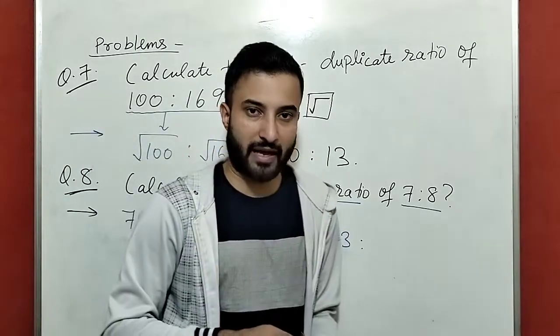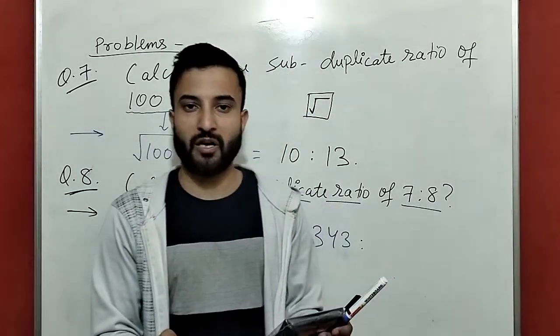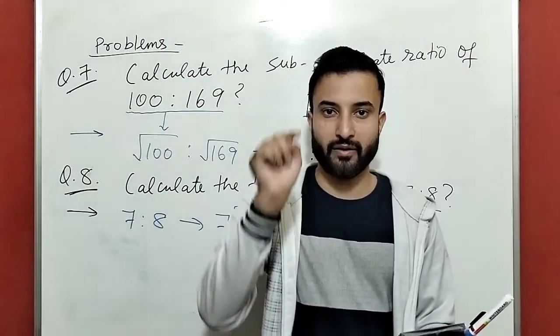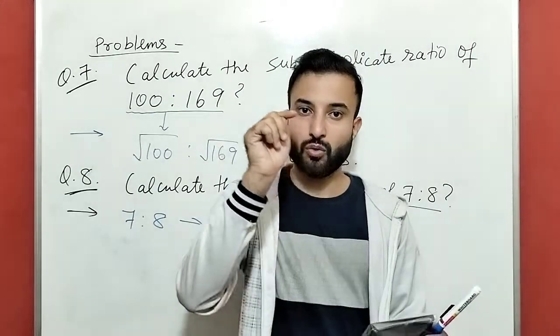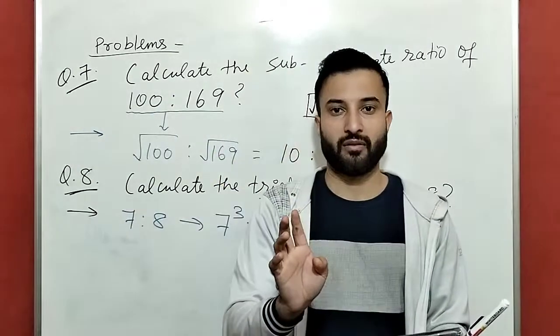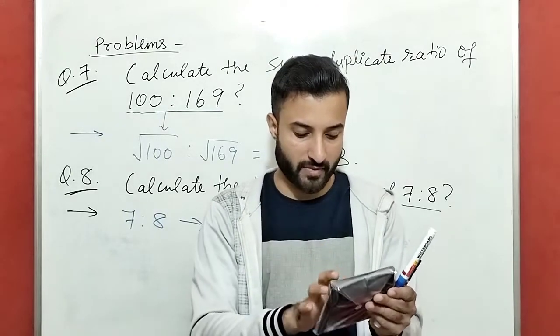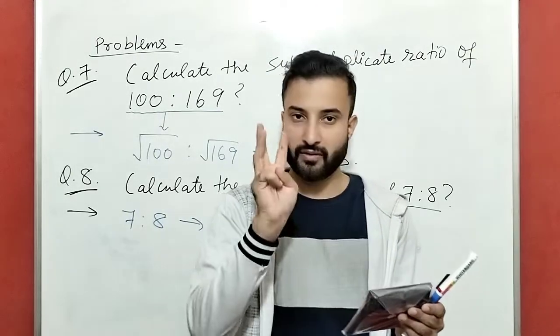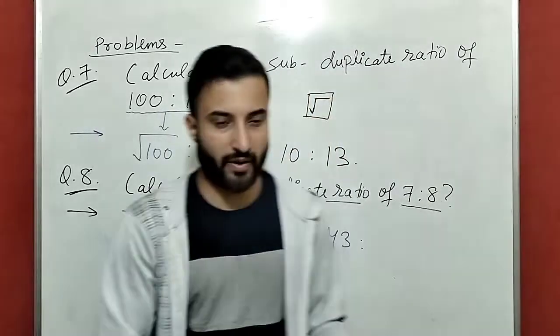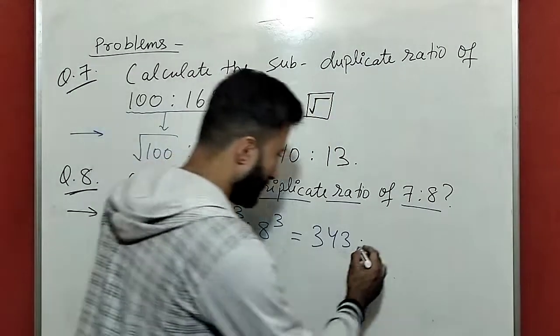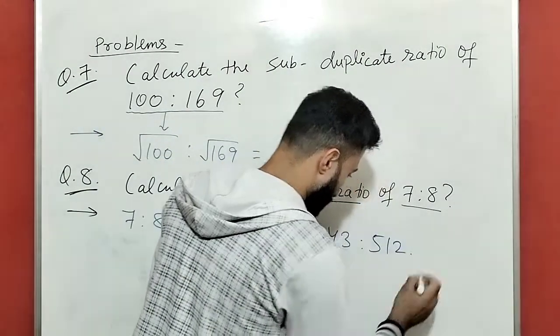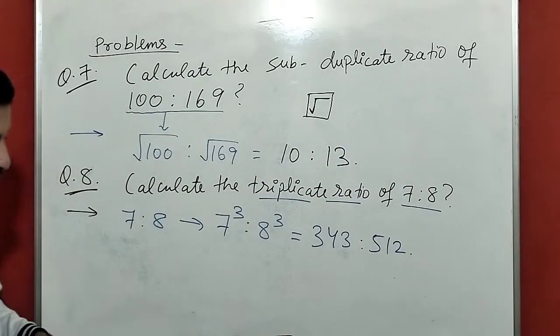8 cube means take the calculator. In the calculator you have to multiply 8 how many times? 3 times. 8 into 8 into 8, then equals. That is 512. So the answer is 343 is to 512. Now we'll move to question number 9.